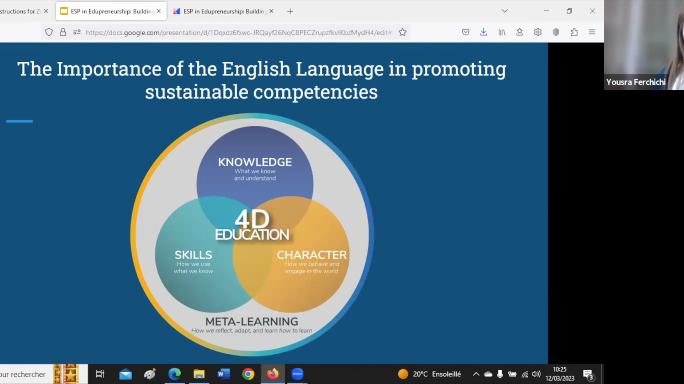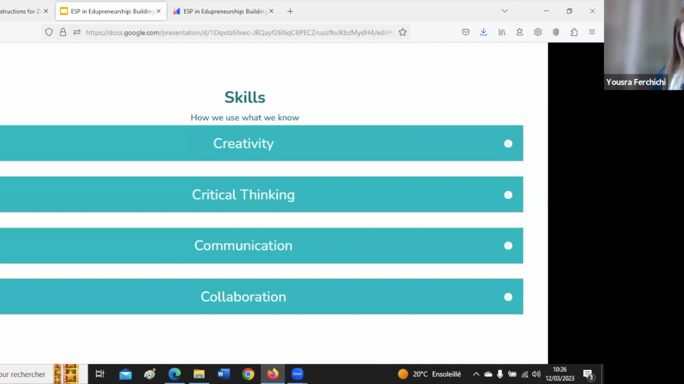And let me explain the intersection, how it goes. So we have a set of skills that include the 21st century skills, but still we have the intersection with the knowledge, what the person already knows, the character of the person, how the person behaves in a particular situation or context, and meta learning. So we let our students think, how do they learn? Learn to learn, and they learn how even to learn. They reflect on that. As you can see here, the skills are the ones we're all acquainted with, like the 4 C's: creativity, critical thinking, communication, collaboration.